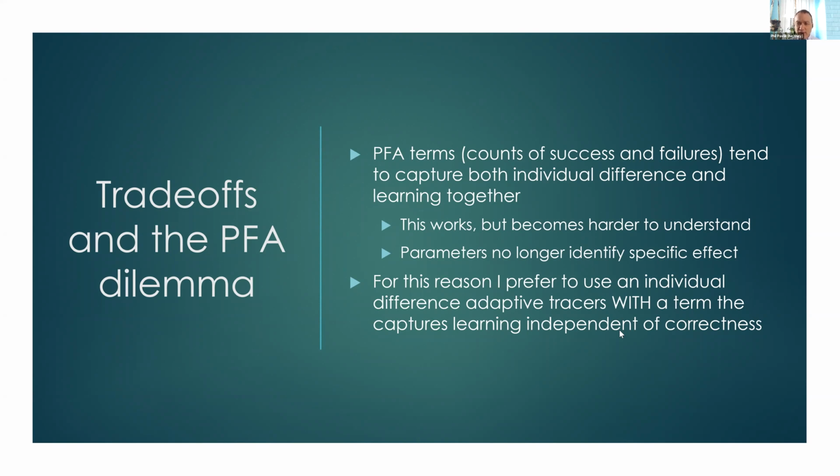And so the PFA model they originally created has successes and failures as two separate terms. And it has this dilemma in kind of the worst way, because when you get a success or a failure in PFA and you get the increase due to that success or failure, you don't know whether that increase is due to learning or because they got it right, so you now know that they know it better. And so it's a question of whether the terms are identifying variability due to the learning, or whether they're identifying variability due to the performance. And the PFA terms do both.